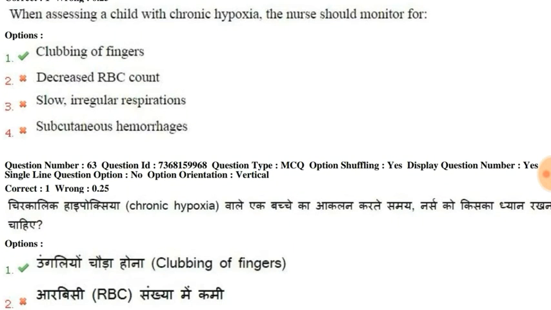Now next is, when assessing a child with chronic hypoxia, the nurse should monitor for, there are 4 options and the correct answer is first one, that is clubbing of fingers.